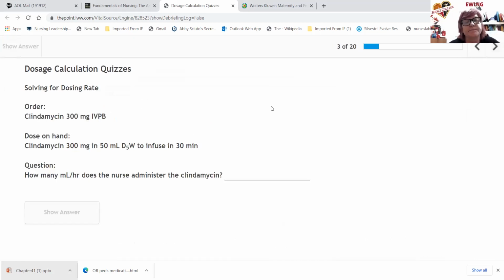Okay, here's the next one. This is going to be the same way, right? You're just going to take the 30 divided by 60. It's going to give you 0.5. When you divide 50 by 0.5, it's going to give you 100. So take the 0.5 and divide it by the 50? 50 divided by 0.5, okay. That should give you 100.